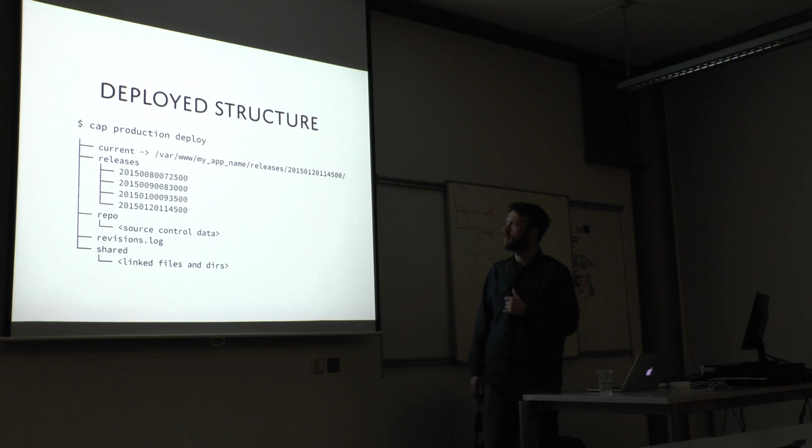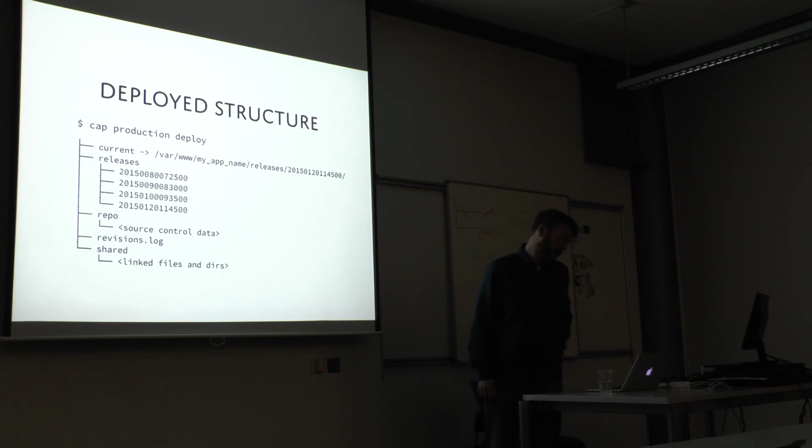Every time you do a deploy, it'll just write a text log out, and then shared is where our symlinked files and folders live. Current is what you would point your root directory to when you're setting up your web server. So every time you do a deploy, you don't need to change the folder. Capistrano changes the symlink for you, and you never need to restart your web server. It's automatically done for you.